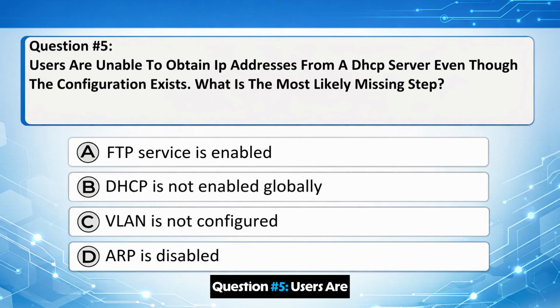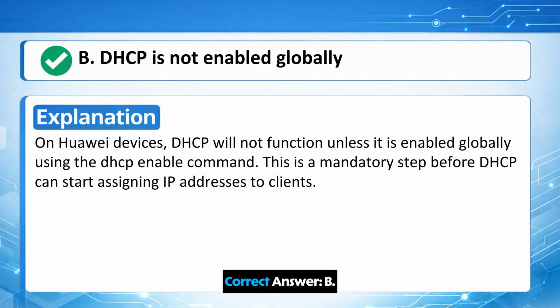Question number 5. Users are unable to obtain IP addresses from a DHCP server even though the configuration exists. What is the most likely missing step? A. FTP service is enabled. B. DHCP is not enabled globally. C. VLAN is not configured. D. ARP is disabled. Correct answer, B.